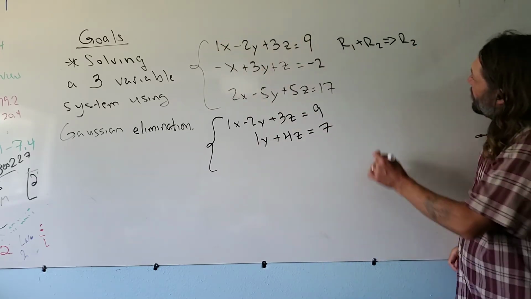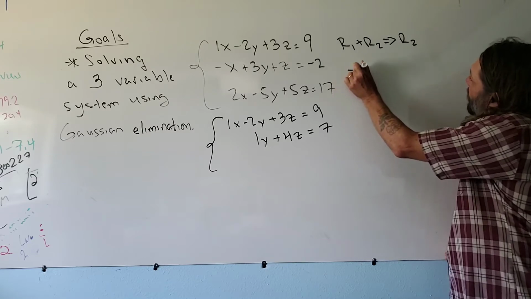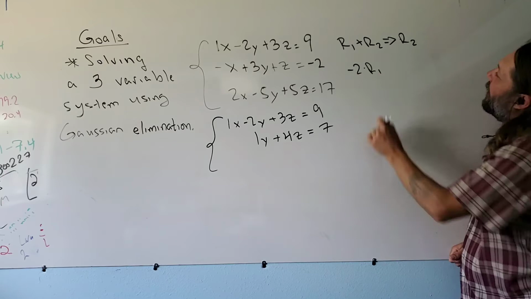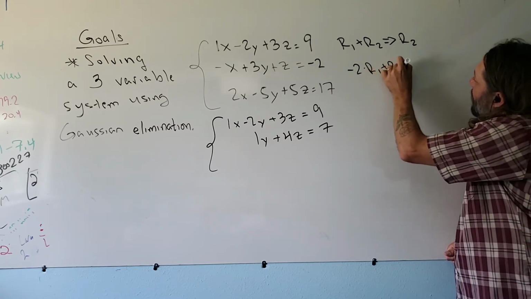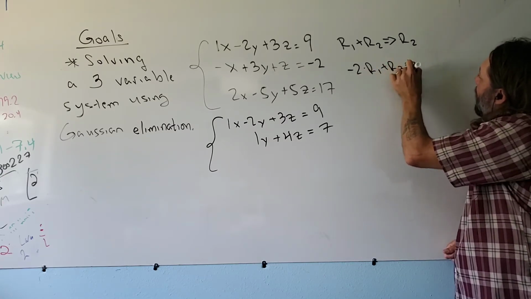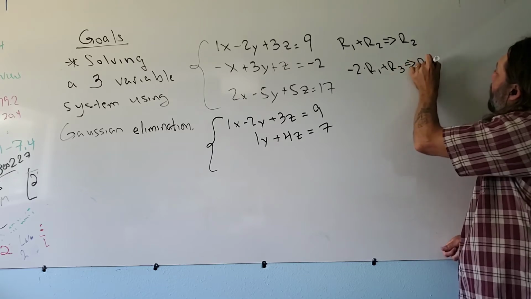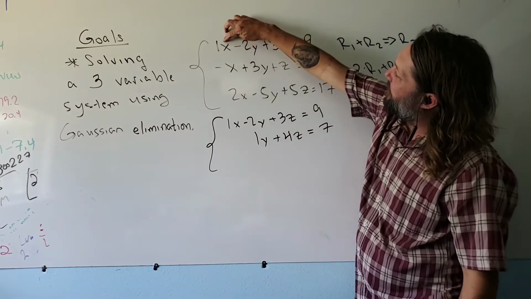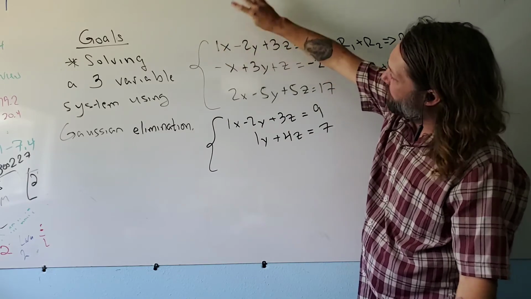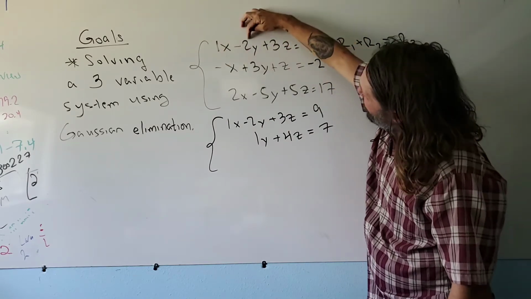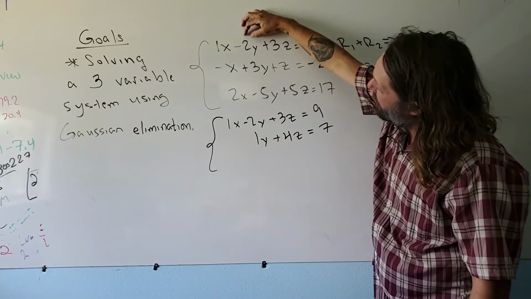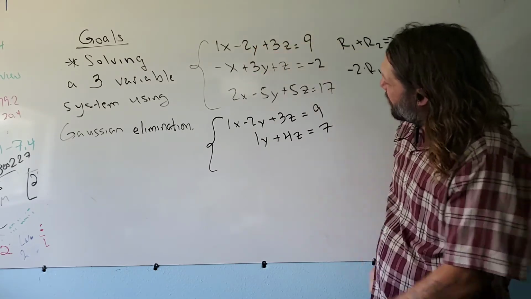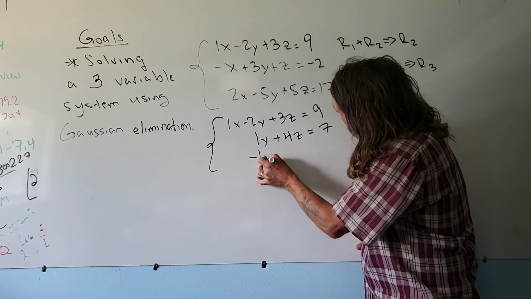So what I'm going to do is take negative 2, and multiply my entire row 1 by it, and then add that to my row 3, and that becomes my new row 3. Alright, so let's see here. If I multiply this by negative 2 and I add it to this, it goes away. If I multiply this by negative 2, it becomes 4y. Positive, right? Negative, negative makes a positive. 4y minus 5y, that's going to be minus 1y.